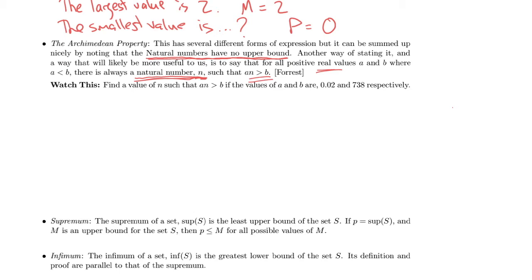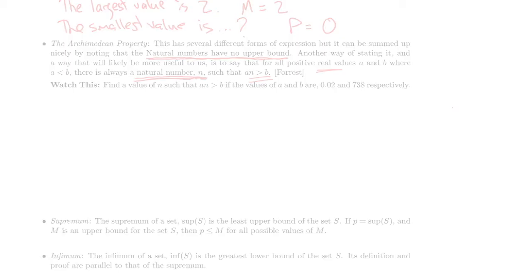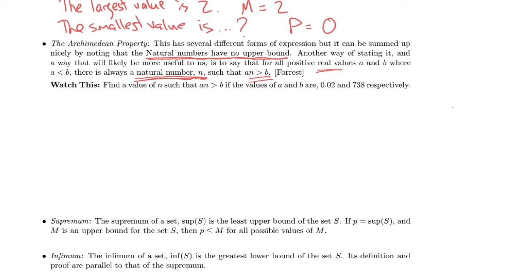So maybe that doesn't make sense immediately. Let's take a look at an example here. Let's take a look at the question. It says, find a value of n such that A times n is greater than B if the values of A and B are 0.02 and 738 respectively. So what we're saying here is we are looking for A times n to be greater than B, particularly if we use the specific values 0.02n and 738.